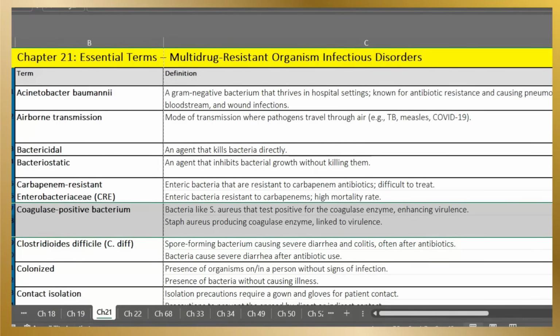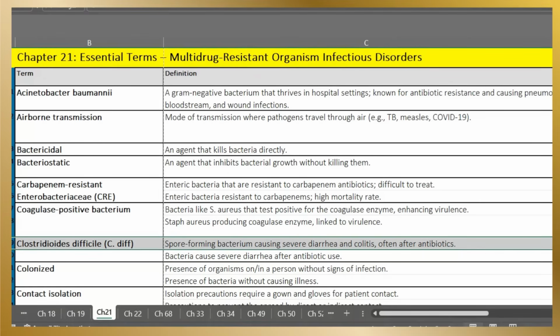Then the next one is C. diff. This C. diff is a spore-forming bacterium causing severe diarrhea and colitis, often after antibiotics. So a lot of antibiotics, this is the main concern, a side effect. So the bacteria cause severe diarrhea. So C. diff, think colon diarrhea difficulty.